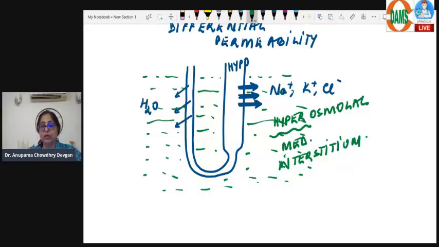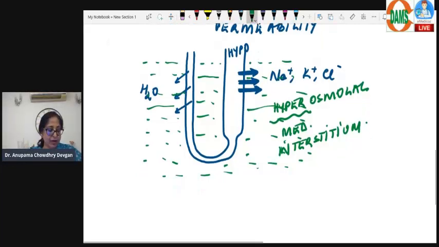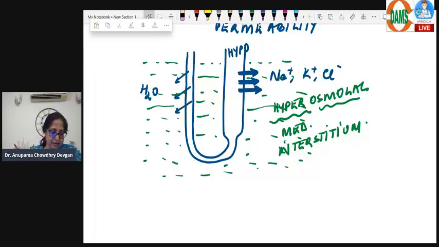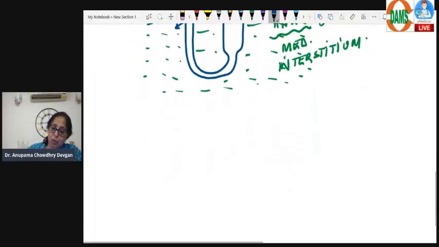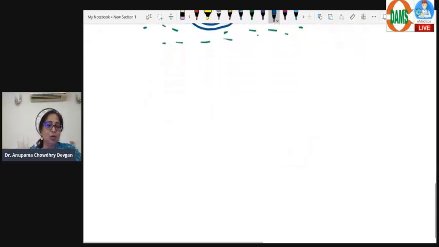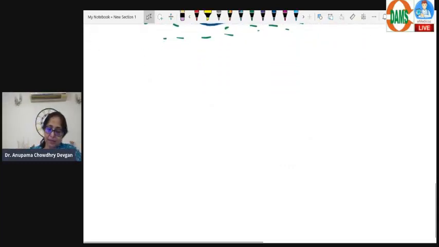This is because of the differential permeability of the two limbs of loop of Henle. The descending limb will absorb water and the ascending limb will absorb solutes, but the absorption of solutes is much more than the absorption of water. So the surrounding fluid which surrounds the loop of Henle, that is the interstitial fluid, becomes the hyperosmolar medullary interstitium. This is created by the loop of Henle. Now, one important point, why do I need a hyperosmolar medullary interstitium?